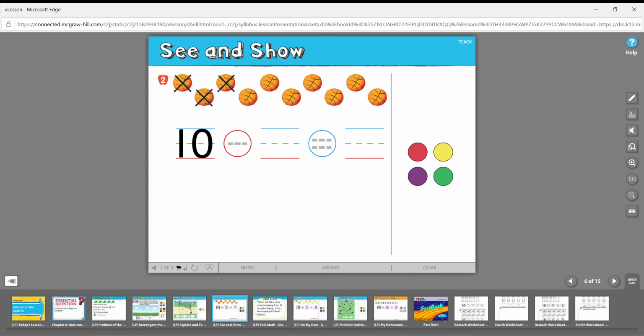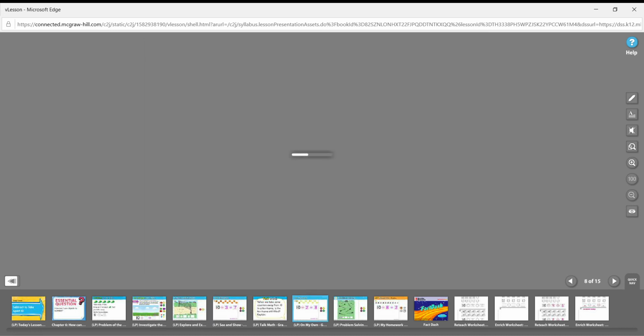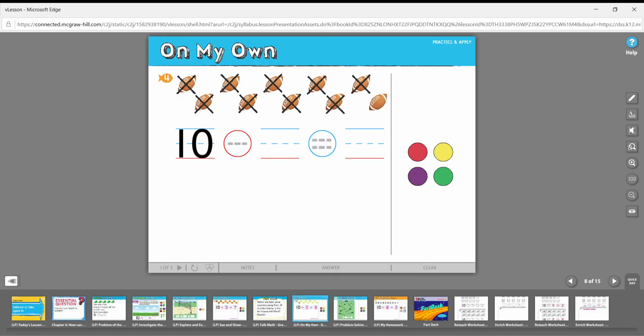It's 10. You know there's 10 balls there. Trace the minus sign. Count how many balls are crossed out. Trace the equal sign. Count how many balls are left. And do that for number 3 also. And then you'll turn the page to On My Own. And for On My Own, now you know what to do.